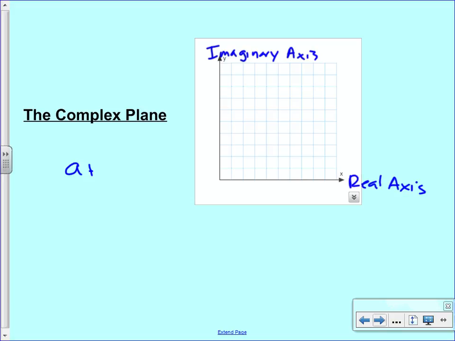Complex number a plus bi. Okay? And let's say a is like, I don't know, here. And then bi would be like right here. So this is the complex number a plus bi. And we represent the complex number.